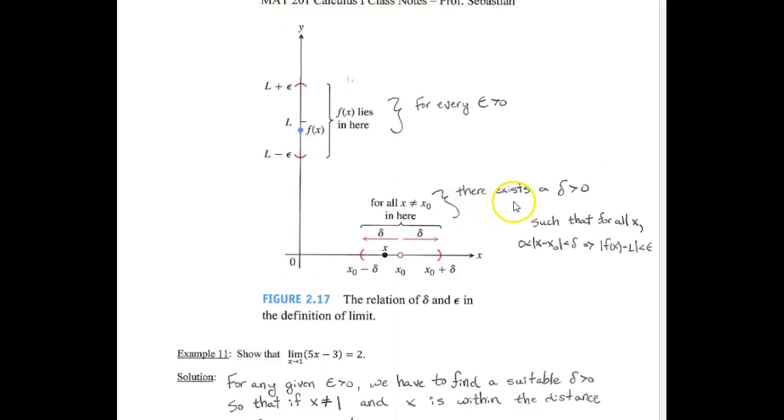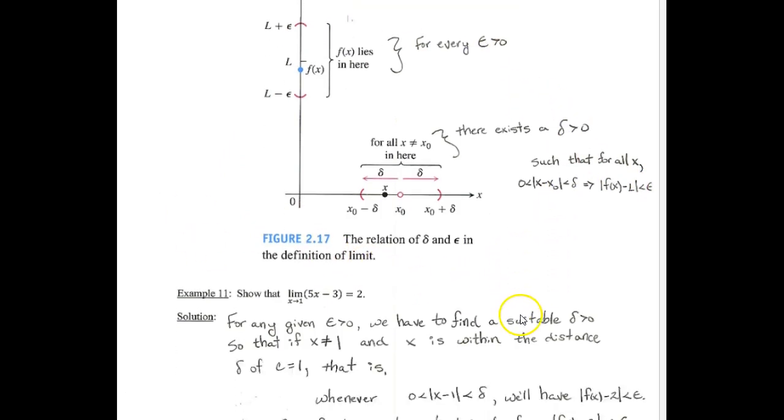Then there has to exist a delta, which is also greater than 0, such that on either side of x naught, I'm within delta. And mathematically, we would say that the absolute value of x minus x naught is less than delta. That would imply that the difference between the function and its limit is less than that epsilon. Okay, so that's the precise definition broken down in a nice picture.